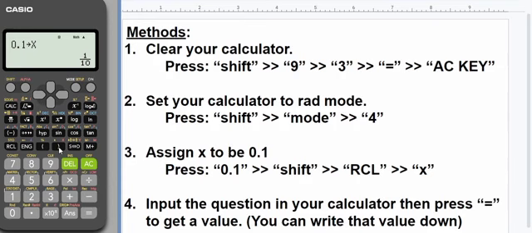Now the next step said you would input the question in your calculator. I'm very sure you are taking note of this, right? Good. You input the question in your calculator and press equals to get a value. Please and please write that value down, because the value you got is actually your answer. So please write the value down. All right, let's see the question.